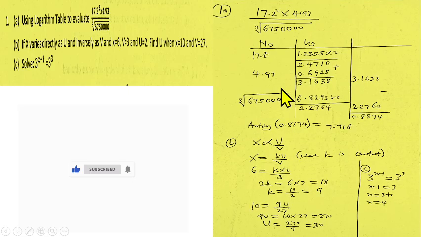Now for the theory, we have to use a logarithm table to evaluate 17.2 squared times 4.93 divided by the cube root of 6750000. The b part is from variation. So for the first one, we have 17.2 squared times 4.93 over the cube root of 6750000. So you have to use the logarithm table to evaluate that.